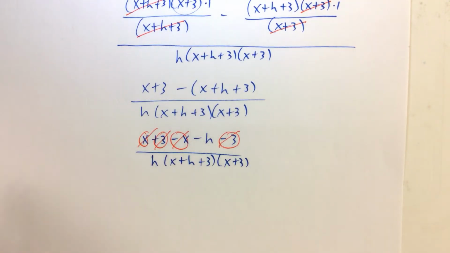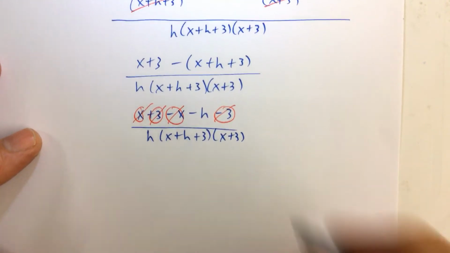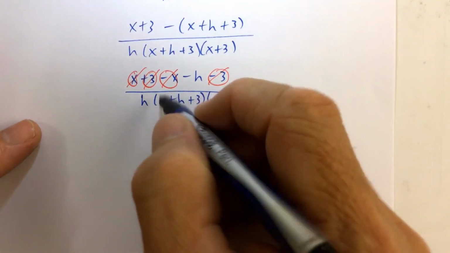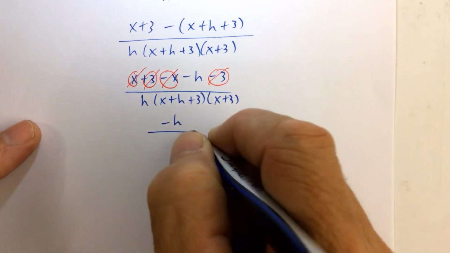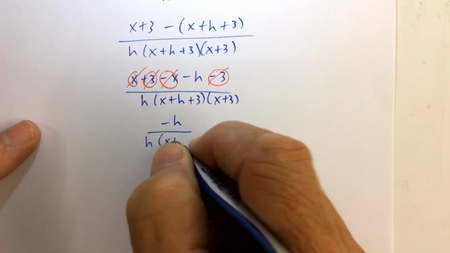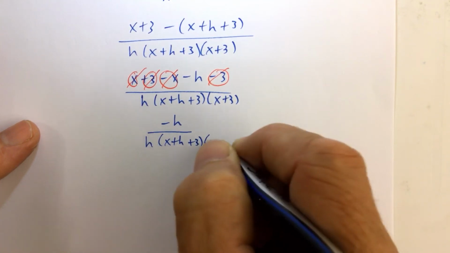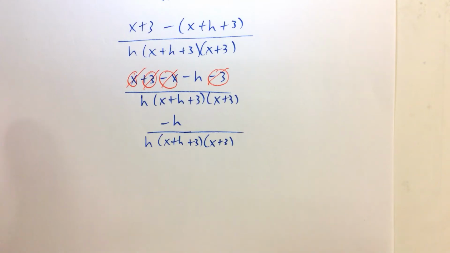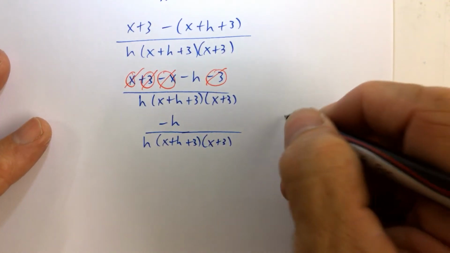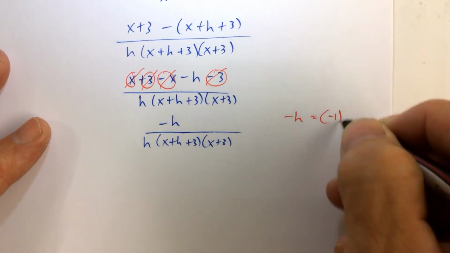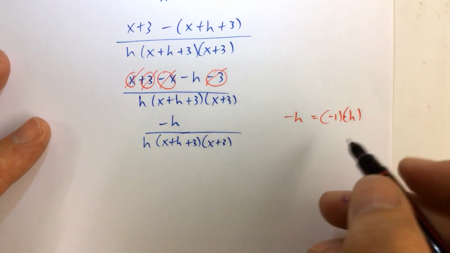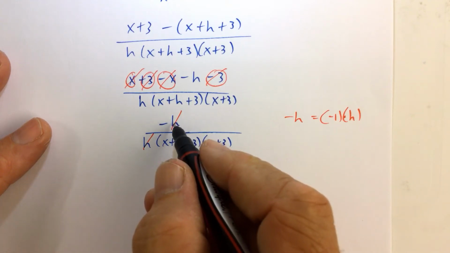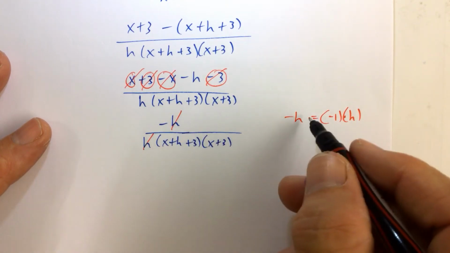So all we're left with in the numerator is negative h. Well, if we're left with negative h, I'll write it again just to make sure we're good. Negative 1 times h, or negative h, and we have x plus h plus 3 and x plus 3. Negative h is the same as negative 1 times h. So I want you to view this as, oh, we can just cancel the h's. And when you cancel that h up on top, you're left with just negative 1.